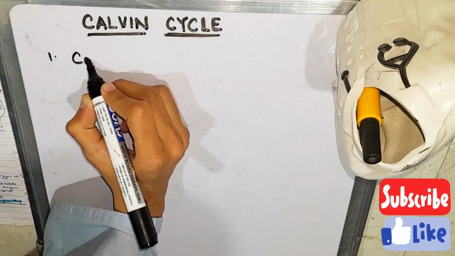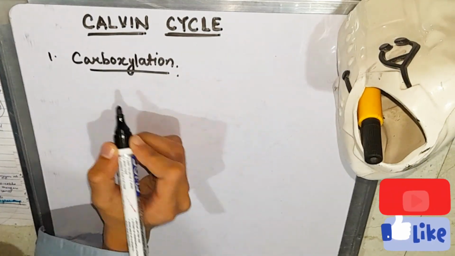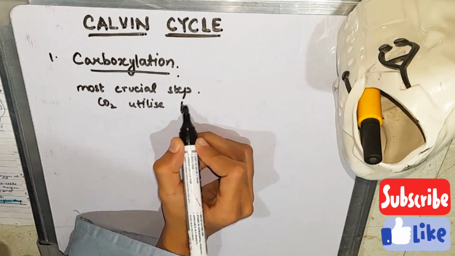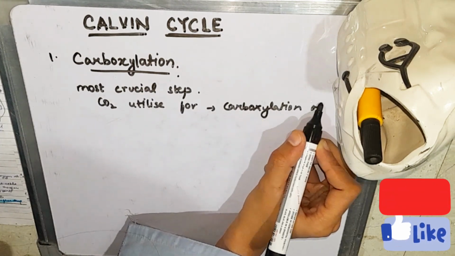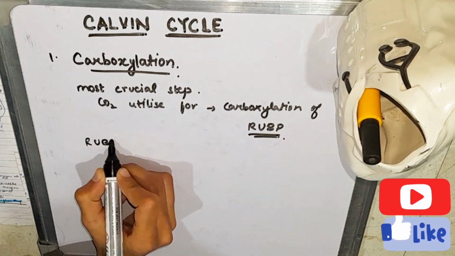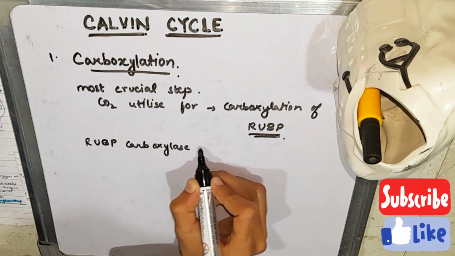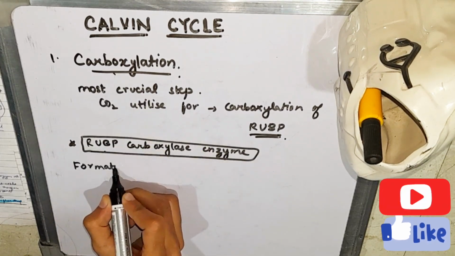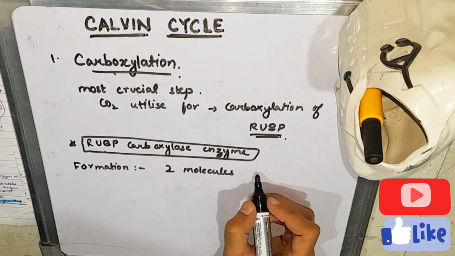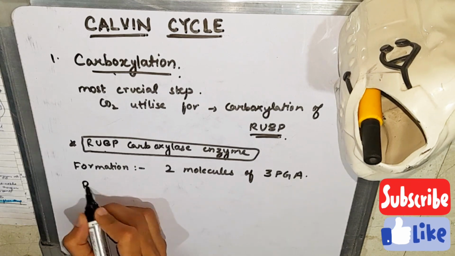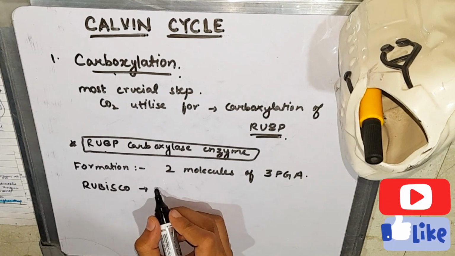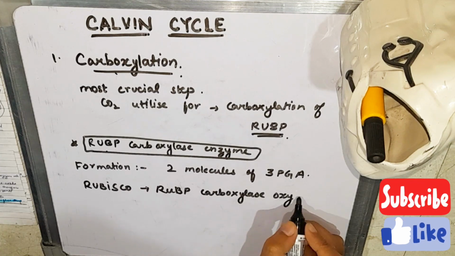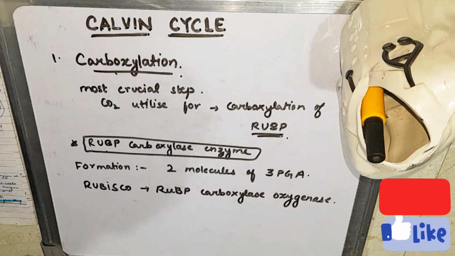First, let's talk about carboxylation. Carboxylation is the most crucial step of your Calvin cycle. Here, carbon dioxide is utilized for the carboxylation of RuBP, by the ribulose bisphosphate carboxylase enzyme, and this results in the formation of 2 molecules of 3-phosphoglyceric acid. The main important enzyme here is Rubisco, which is your RuBP carboxylase oxygenase.